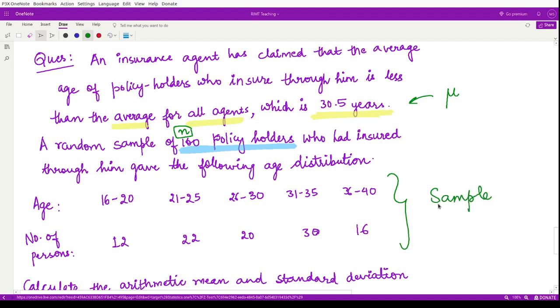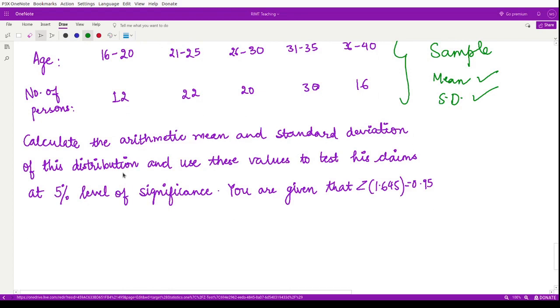So in this question they have not directly given you the mean and standard deviation. So first of all, using this data you have to calculate the mean and standard deviation, and then you would be able to test his claim. So here they are asking, calculate the arithmetic mean and standard deviation of this distribution, the first task, and then use these values to test his claims at 5% level of significance. Here they have also not directly given you the hypothesis. So let's proceed on to the solution.